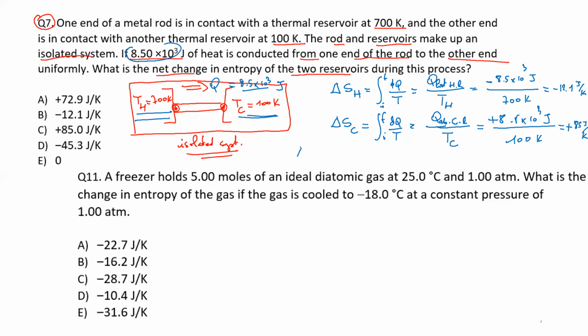So what is the net change in entropy? Delta S of the system made of the two reservoirs will be just delta S H plus delta S C. Okay, 85 minus 12.1. And this will give you, of course, plus 72.9 joule per Kelvin as the answer here. Okay, good. Now let's look at the second problem here. Let me erase this.